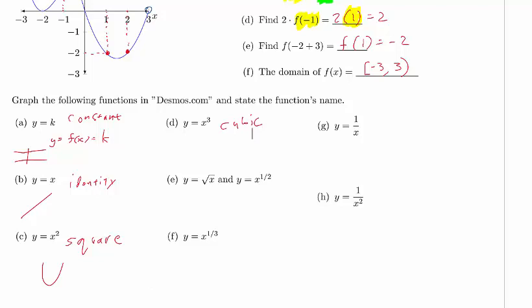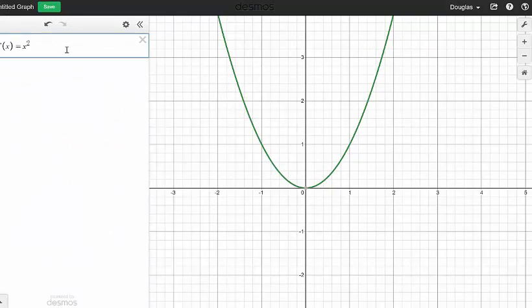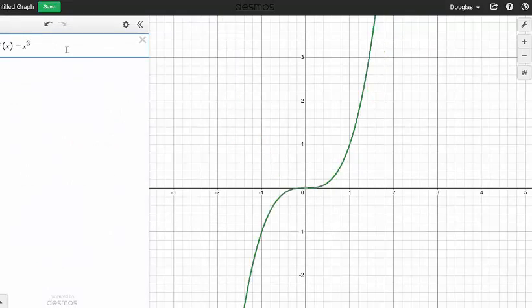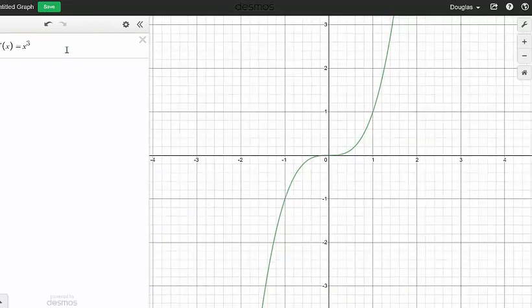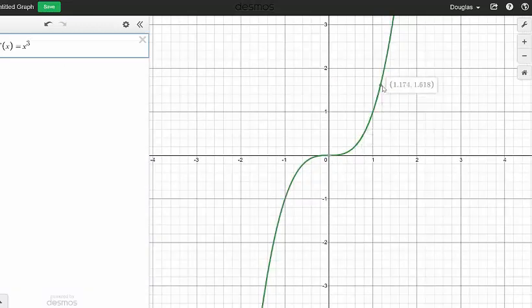Let's take a look at it. As you can see right here, this is what it looks like. You're just taking the number and multiplying it by itself 3 times. Note that the domain is negative infinity to infinity, and the range is the same, negative infinity to infinity. Note this function is always increasing until you get to this point where it pauses, and then it starts to increase again.